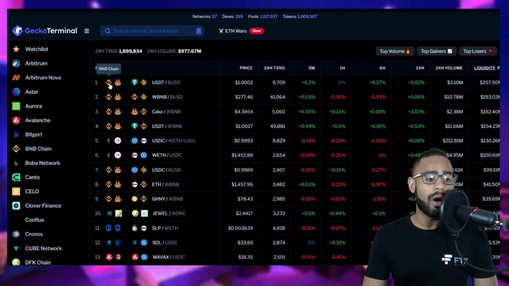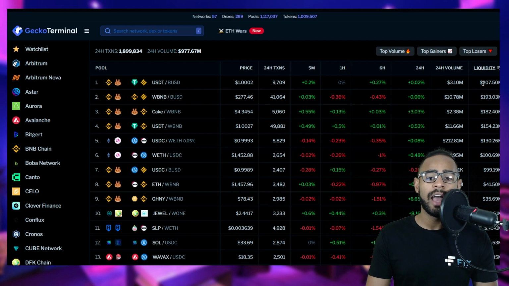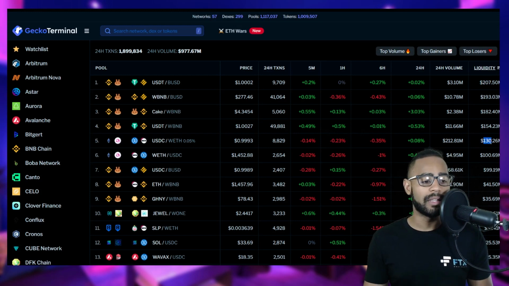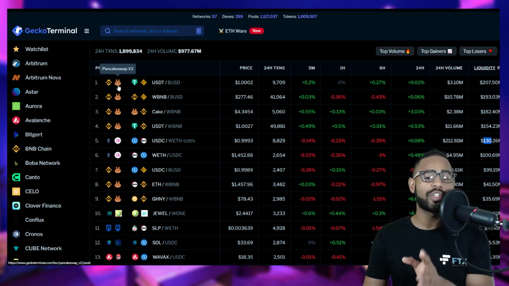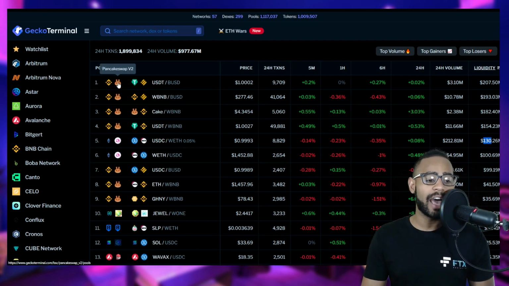They're currently saying on the BNB chain, using the PancakeSwap smart contracts, the USDT and BUSD pools has the highest amount of liquidity at $207 million, which is very, very impressive. Followed by USDC and wrapped ETH on the Ethereum chain using the Uniswap code at 130 million. Does that make sense? You can differentiate which chain they're on, which actual AMM, automated market maker or exchange they're actually using, and then what the actual pool is comprised of.